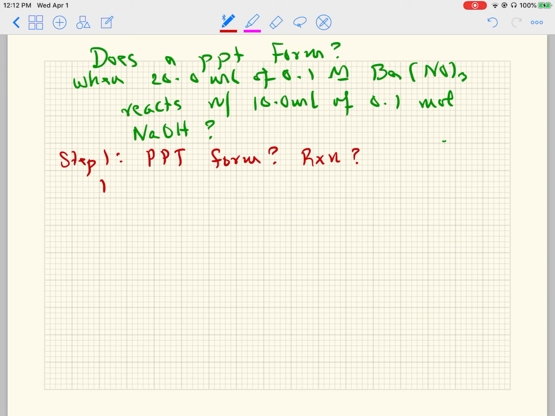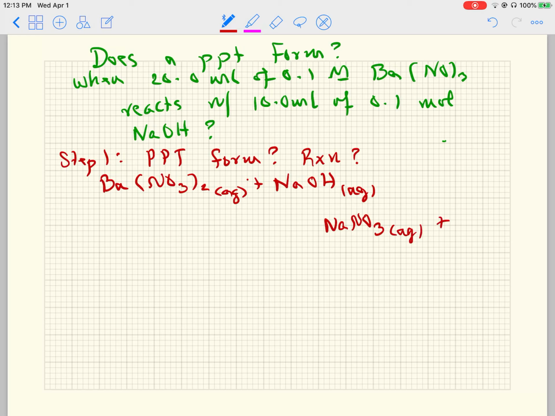So you would have barium nitrate, which we know according to the chart is completely soluble, aq, plus we have sodium hydroxide, completely soluble, also a strong base, so that tells us that. And then on the other side, I'm not going to put an arrow because we've got to see what's happening on the other side. We have sodium nitrate, when you look at your solubility chart, is completely soluble. And then you have barium hydroxide. And if you look at barium hydroxide on your solubility chart, it is insoluble. So you have a solid. So yes, we do have a reaction.